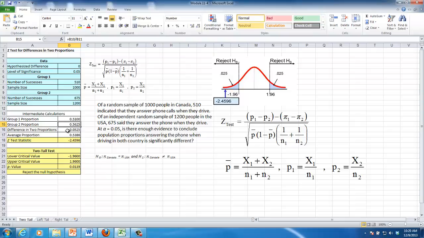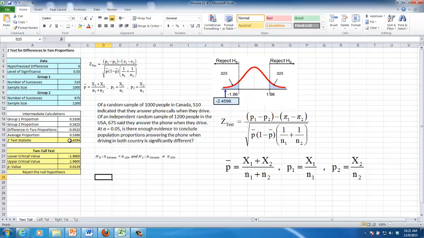Now the difference in the two proportions would be B14 minus B15, and the average proportion, p-bar, equals x1 plus x2, where x1 is B7 and x2 is B10, so B7 plus B10, divided by n1 plus n2, sample size 1, which is B8, plus sample size 2, which is B11. So p-bar equals 0.5386, which is the average proportion. The reason I need p-bar is that I'm going to use it in the formula for the z-test statistic.